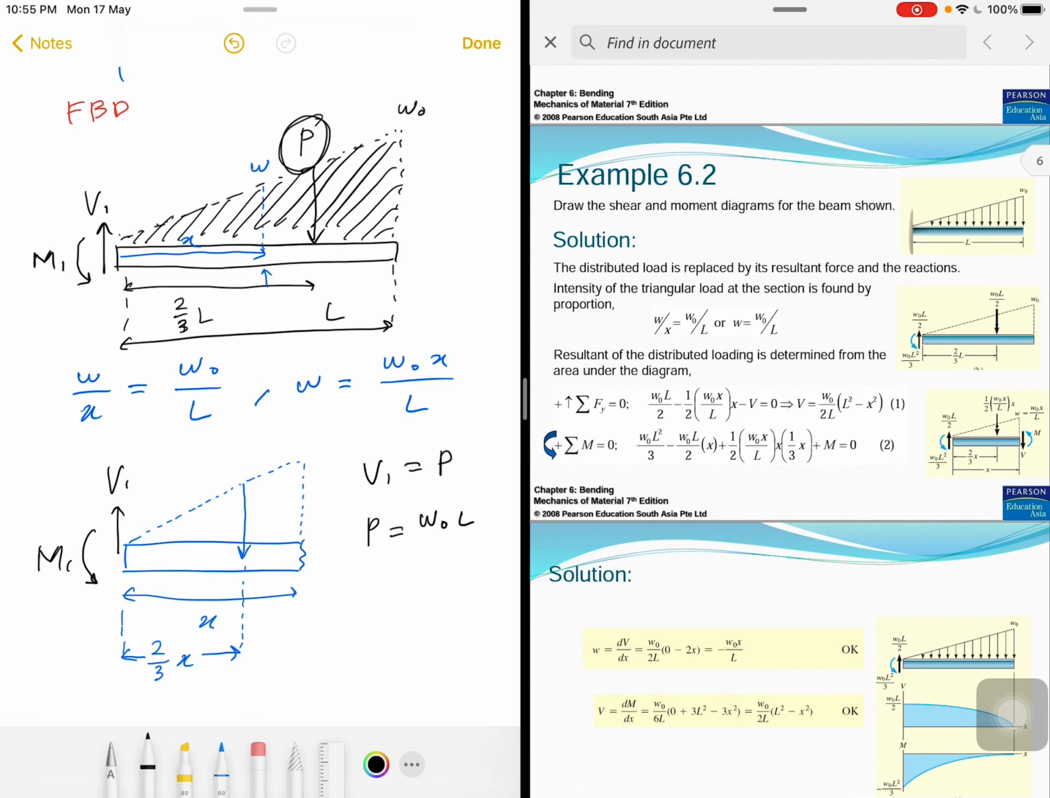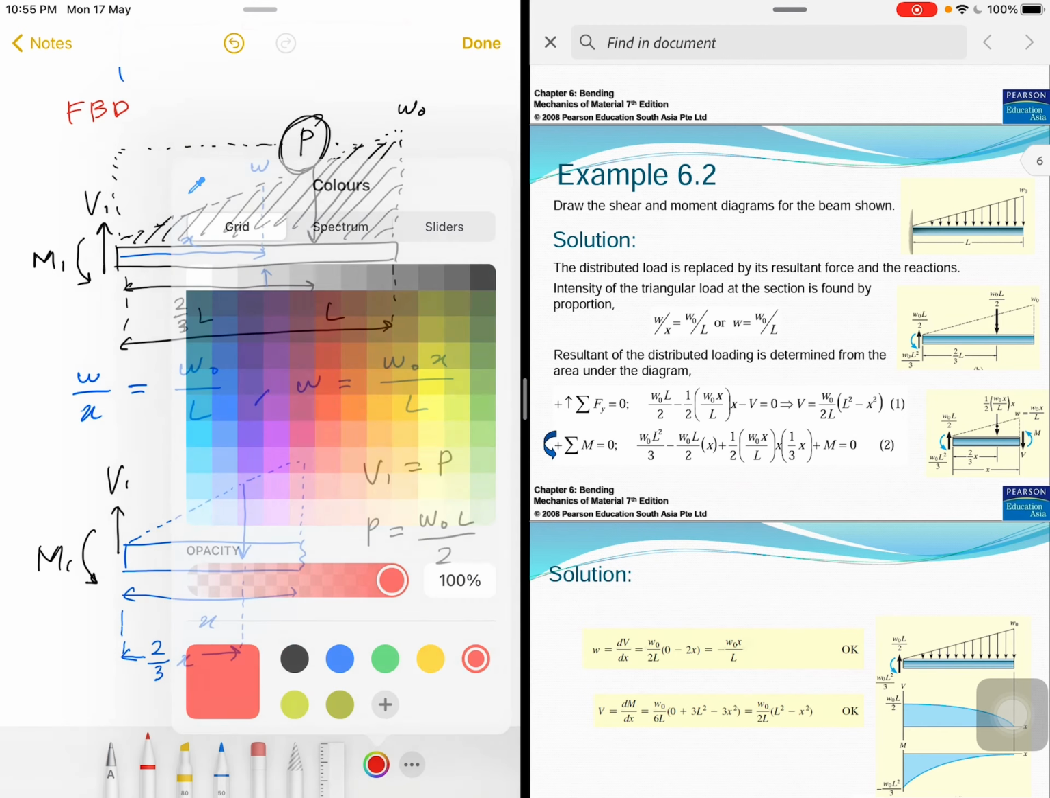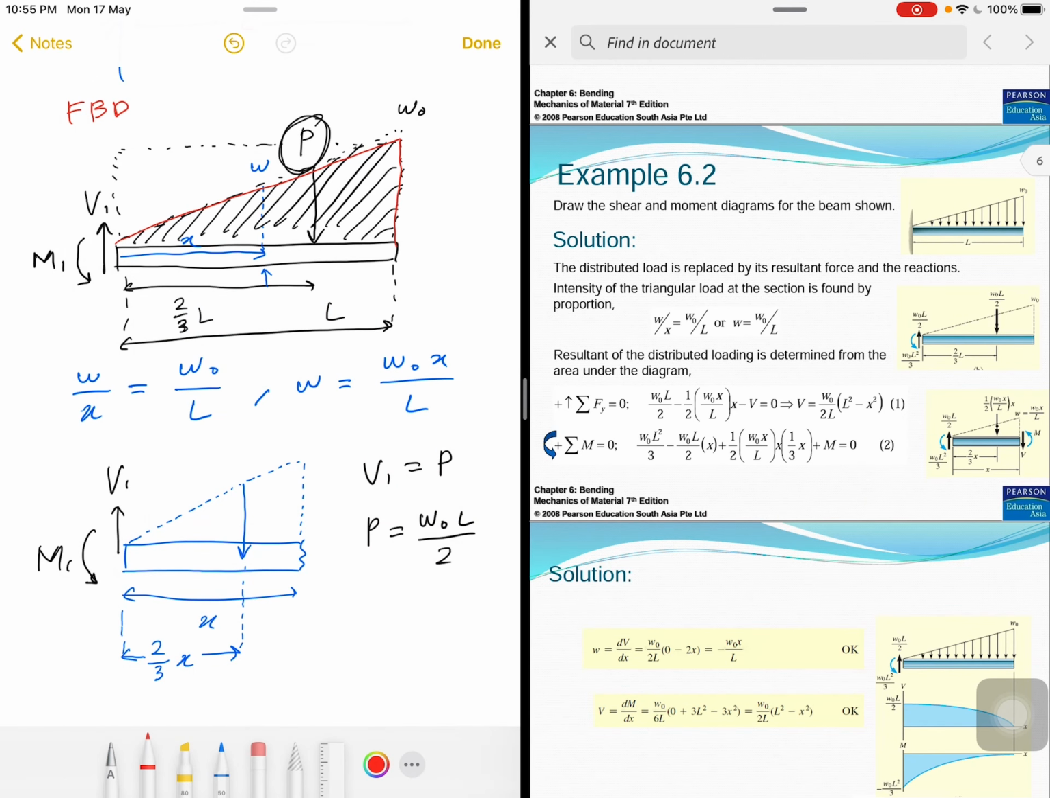So we will get a rectangular shape, and we need to divide by 2 so that we get the triangular shape, the area, and this area represents the load. Okay, so P is equal to W naught L over 2. So this is equal to V1. Alright, so we know the value for V1.